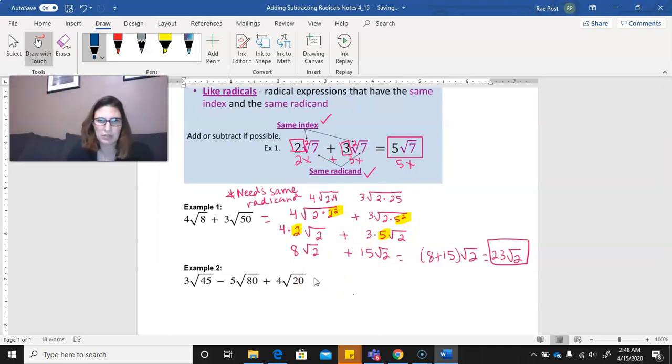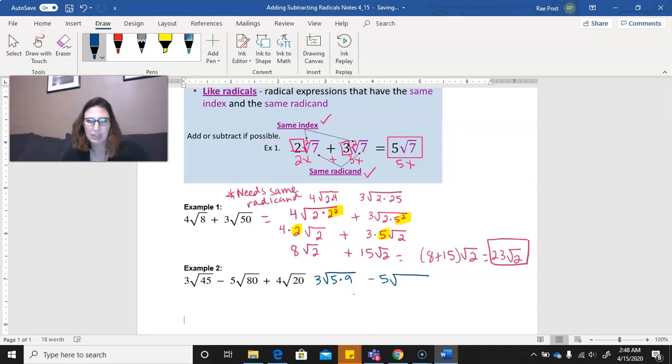So let's start with the first term, that 3 times the square root of 45. I know 5 can go into 45, it's prime, and I know that 5 times 9 is 45, right? We know that. I can write it like this, 5 times 9, if you want. Let's do the next one. Oh, that's a minus. Okay, so we have minus 5 times the square root of 80.